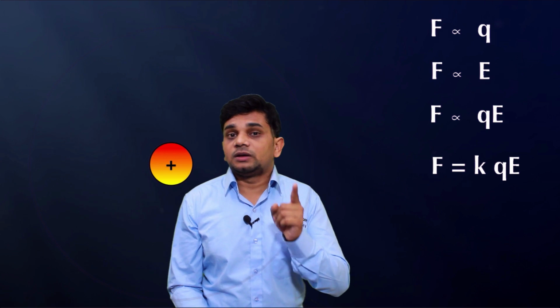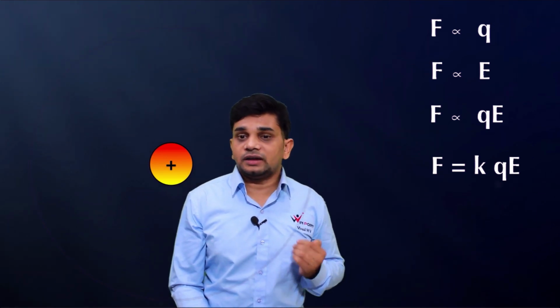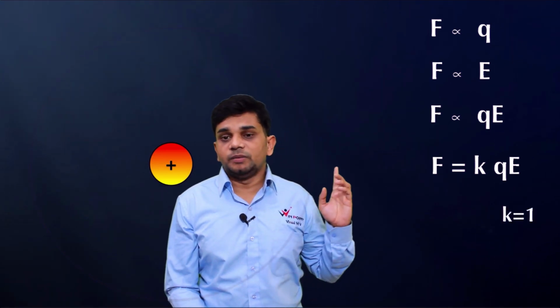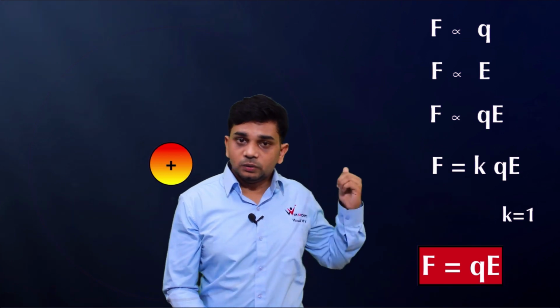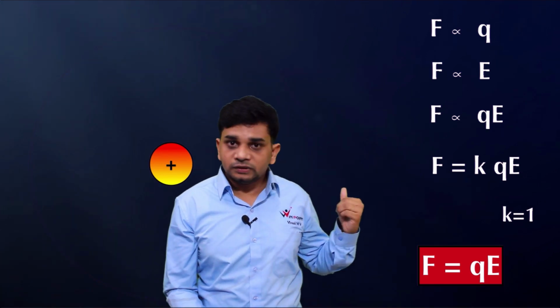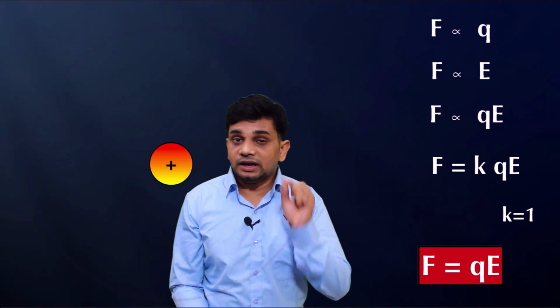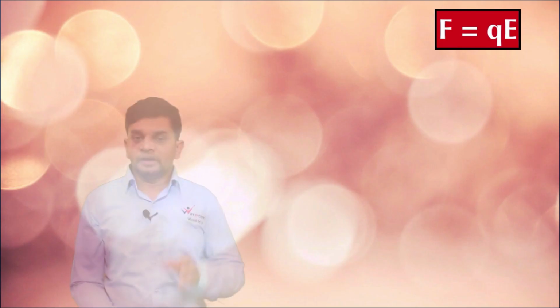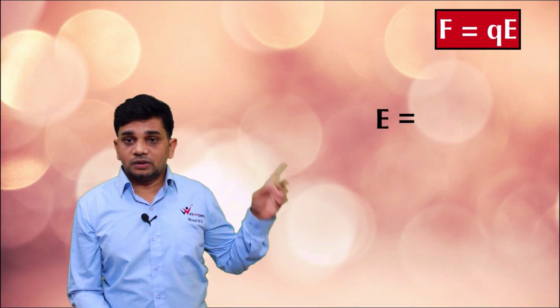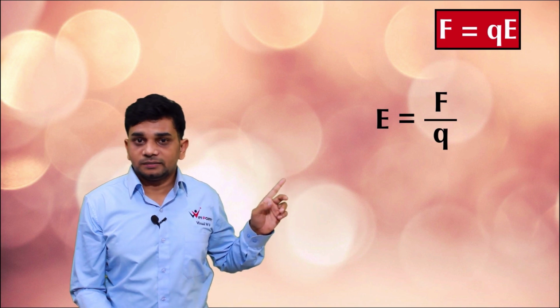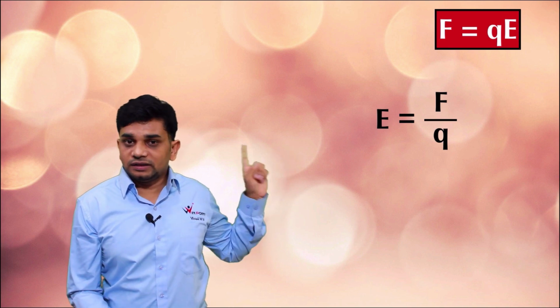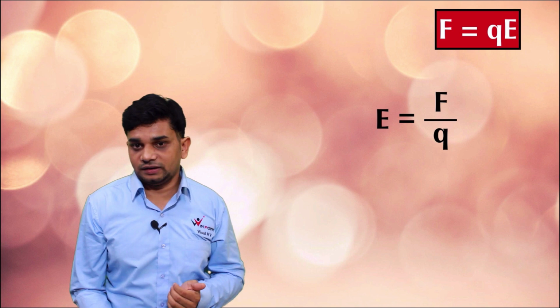We are taking K equal to 1. For standardization, we are taking K equal to 1. Then the equation will be F equal to QE. You need to learn this equation. F is force, Q is charge, E is electric field intensity. F equal to QE, that is our equation. From this equation, can you make an equation for E? E will be equal to F by Q, right? Force by charge. This E is electric field intensity.